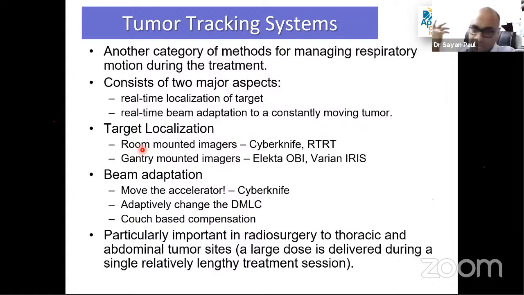So move the accelerator like Cyberknife. It is mounted on a robotic arm. So it can move, it can track the tumor well. Tumor is here, it can move its position and treat the tumor.